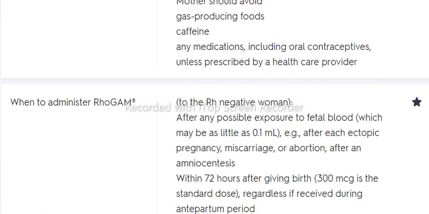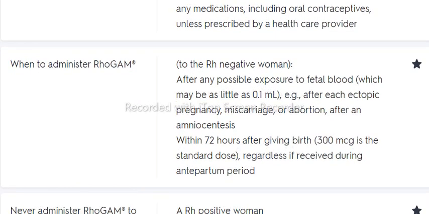When to administer RhoGAM. After any possible exposure to fetal blood, for example, after ectopic pregnancy, miscarriage, or abortion, after an amniocentesis, within 72 hours after giving birth, regardless if received during antepartum period.